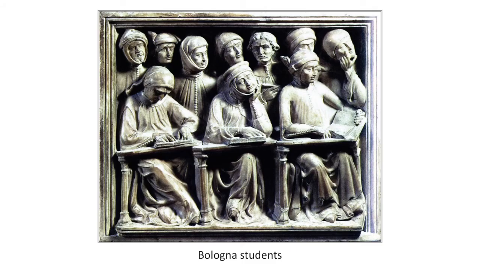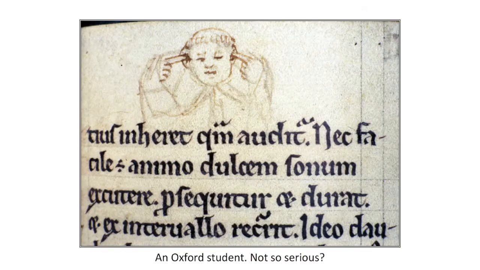And you see that, I think, with this rather nice early image of the Bologna students, mature, thoughtful individuals, in stark contrast to this sort of caricature, self-portrait of an Oxford student, I'm sorry to say, an image on a manuscript in the Bodleian Library, a 15th century manuscript. So this was done at the time and depicts an Oxford student.